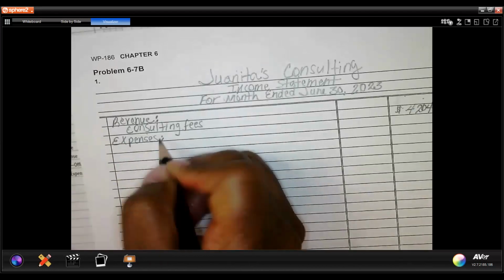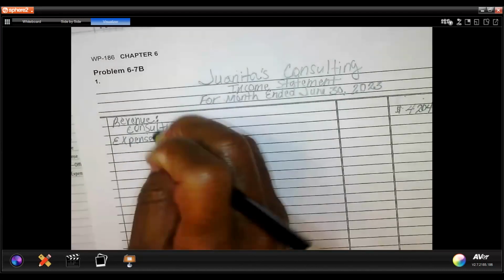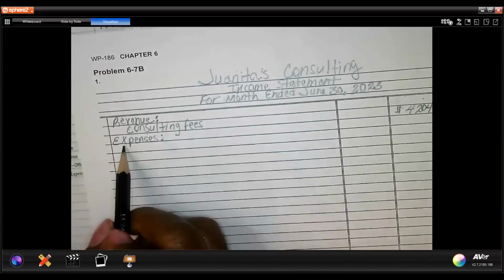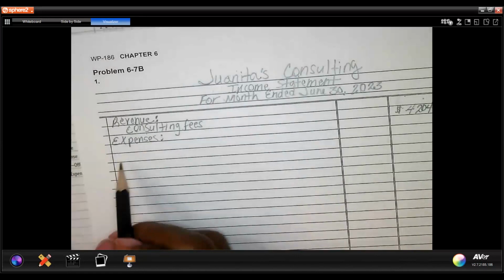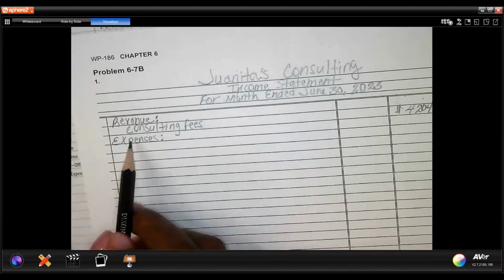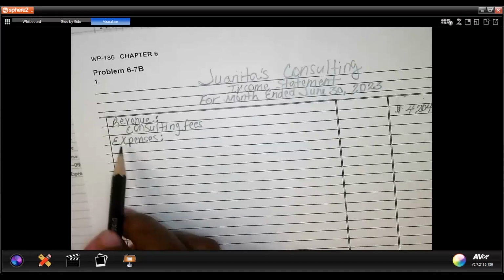And then underneath that word expense, we're going to list all of our expense accounts. Remember, our expense accounts can be listed by the account number, or we could list them by the dollar amount, meaning from the largest amount to the smallest amount. So it's up to you. But in this case, we're going to just be listing all of our expense accounts by the account number.